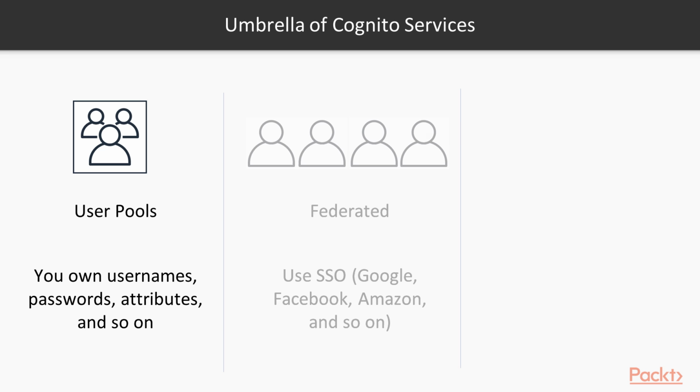The next service is federated identity. This is not quite as detailed as the user pools. This service can allow you to authenticate users from a variety of identity providers such as Facebook, Google, Amazon, Twitter, and others. Using federated identity, you don't have a lot of information about your users, but your application is available to a very large number of people without the overhead of sign up.